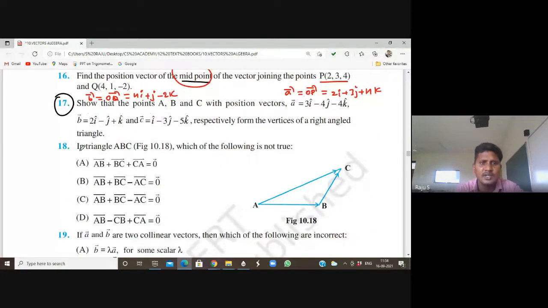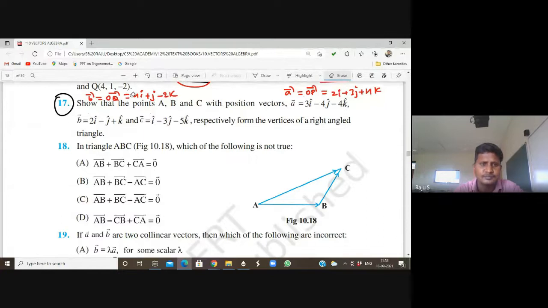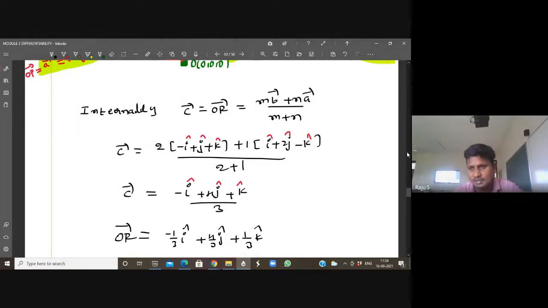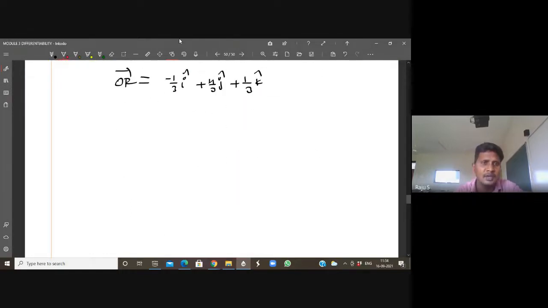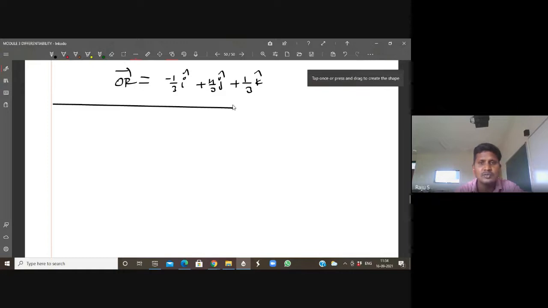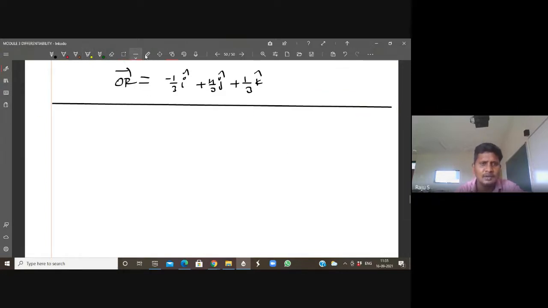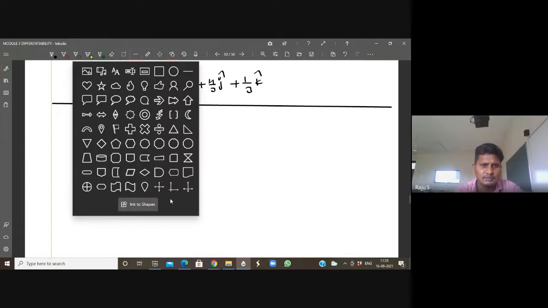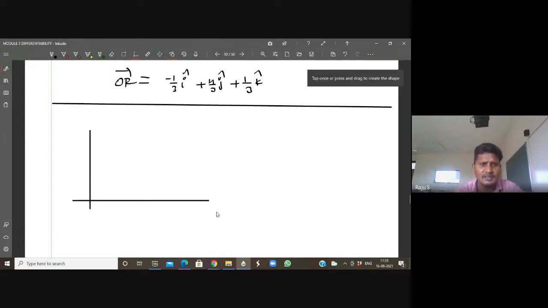So coming to question number 17, look at the students here. Show that the points A, B, C with the position vectors a, b, c given respectively form the vertices of a right angle triangle. This is an important question. Most of the students might make some mistakes in this question, but it is a very easy question. Look here. How can you say whether it is easy or difficult?